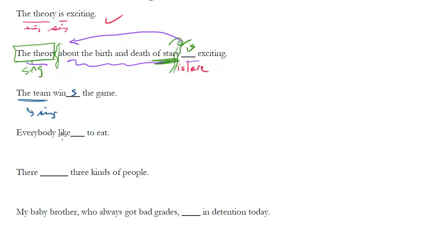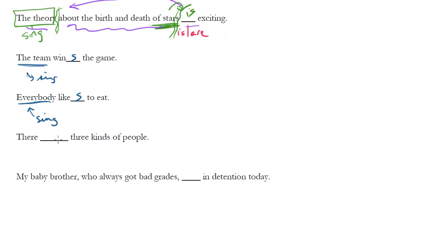How about this one? Everybody likes to eat. Well, we'll talk about this a little bit more later, but everybody, we treat this as singular. Again, even though it's referencing multiple people, we treat it as grammatically singular. And I'll have, like I said, a separate video on it later. So this would be everybody likes to eat.